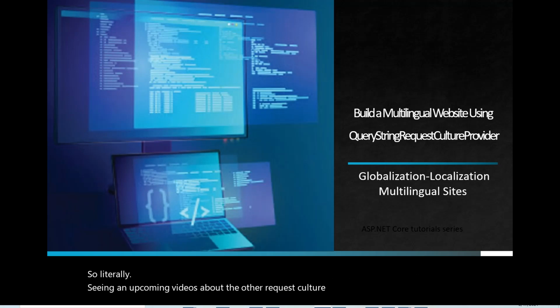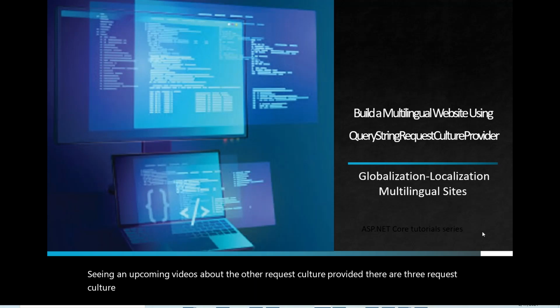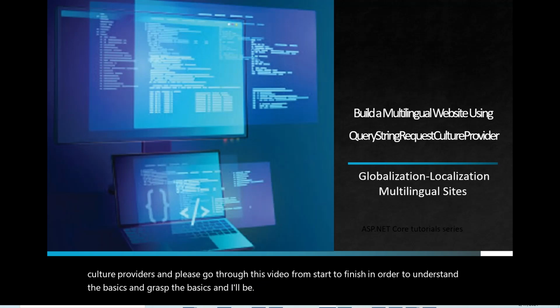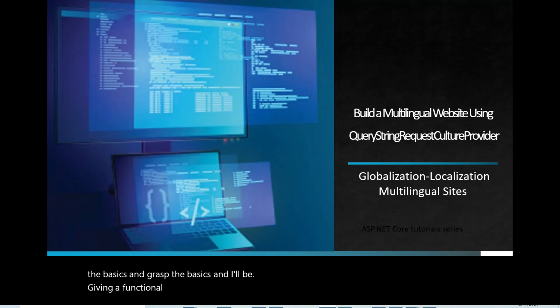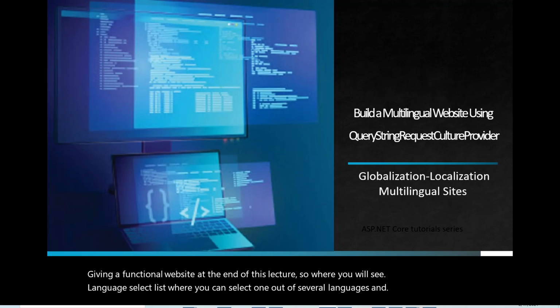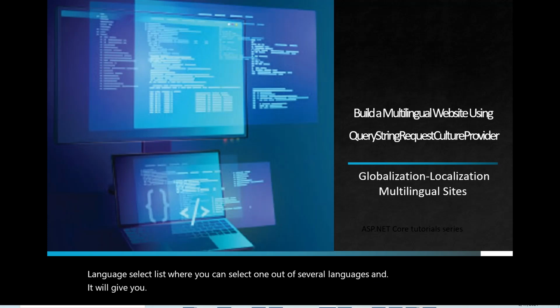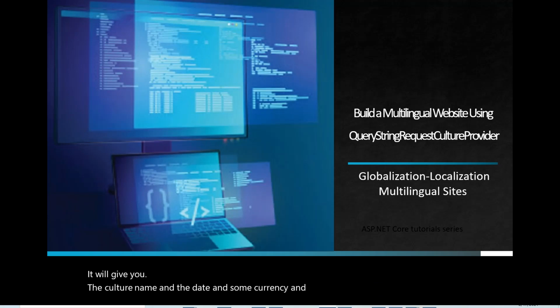Later on we'll see the other request culture providers in upcoming videos. There are 3 request culture providers, and please go through this video from start to finish in order to grasp the basics. I will be giving you a functional website at the end of this lecture, where you will see a language select list where you can select one of several languages, and it will give you the culture name and the date and some currency and numbers in the local language.